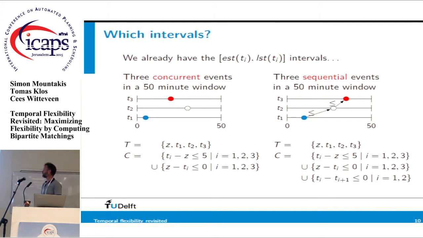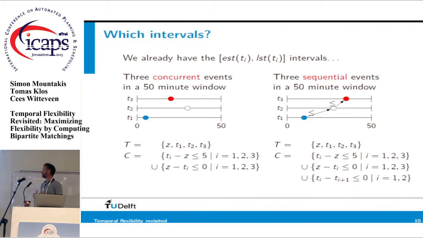So here's an example that illustrates this very easily. On the left, there are 3 concurrent events which all have to be scheduled in some window, and they're unconstrained, or at least not beyond saying that they have to happen between t is 0 and t is 50. And on the right, there is a situation with sequential events where the first has to happen before the second and the second before the third.